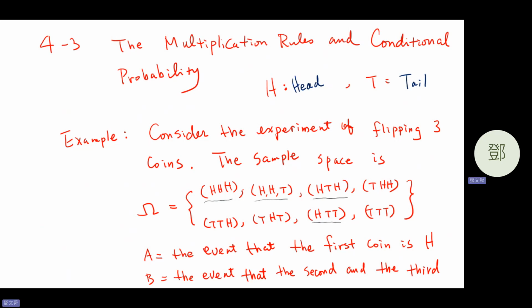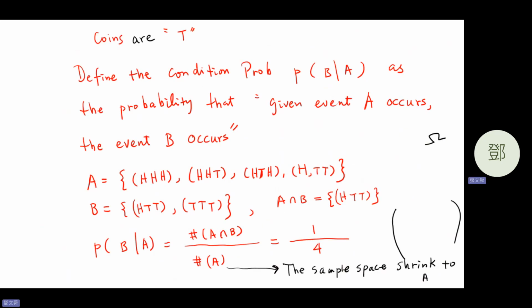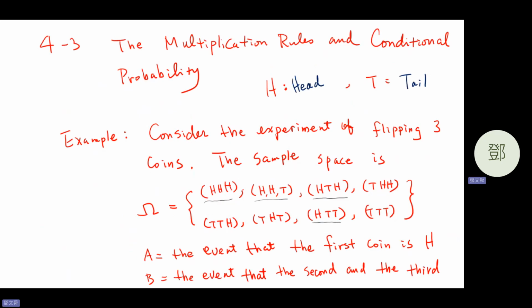Let the event A be the event that the first coin is H, and B is the event that the second and the third are both tail. Look at it again. A is the event that the first coin is head. B is the event that the second and the third are both tail.